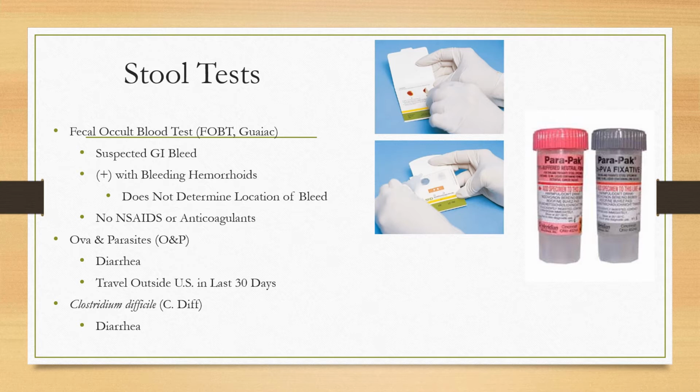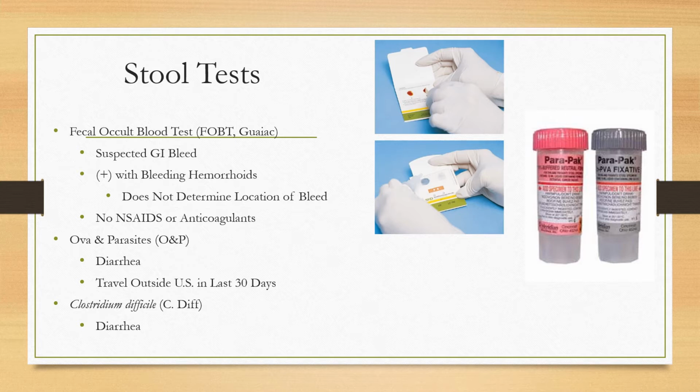Okay. By the way, not only do we get stools for ova and parasites when we're looking for infections, we also get stools for CNS, culture and sensitivity, right? Because we're looking for bacterial infections such as Salmonella, Shigella, Campylobacter, E. coli, right? So typically it's a CNS and an O&P if someone has ongoing diarrhea.